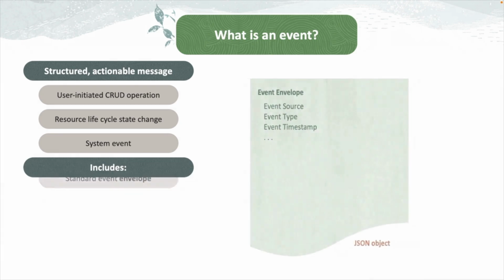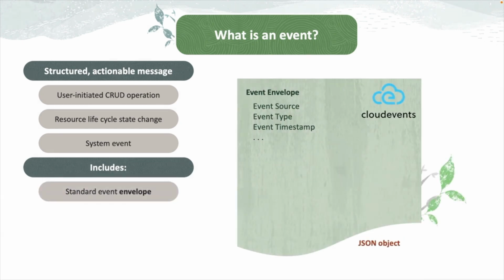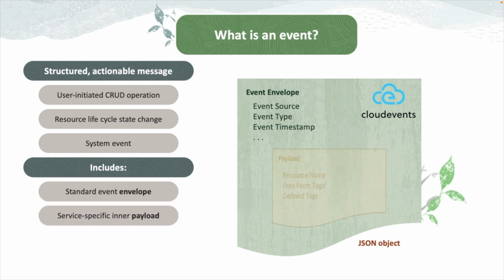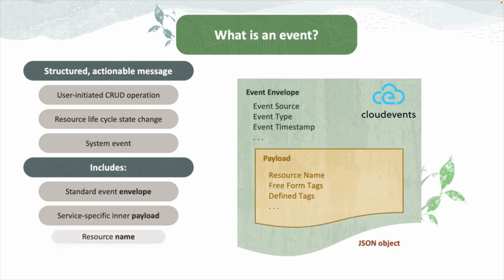So what are the constructs that form an event? Each event has an envelope that is the container for all event messages, and it follows the Cloud Event Standard format. This envelope includes the event source, which is the OCI service that generated the event, such as the DevOps project, object storage, or compute. It also includes an event type and a timestamp for when the event occurred. The event also has an inner payload that contains the service-specific data to describe the change that occurred in the resource, including any tags that are associated with the resource.